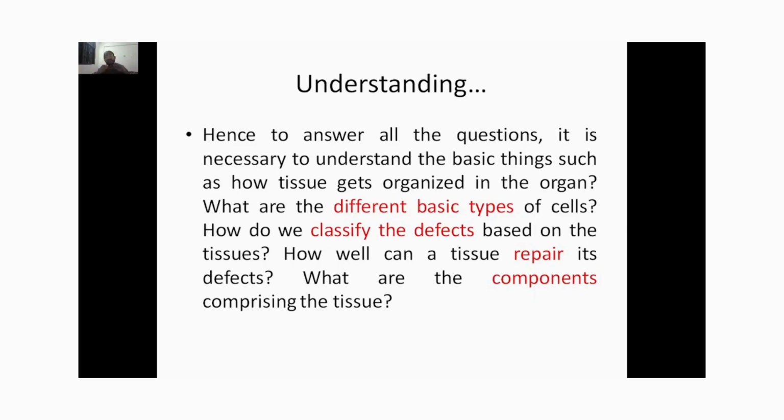And what are the different basic types of cells? We know T cells, B cells and so on. Every organ has its own different cells. Even those cells need to be understood. Then how do we classify the defects based on the tissue? So how are we going to classify?